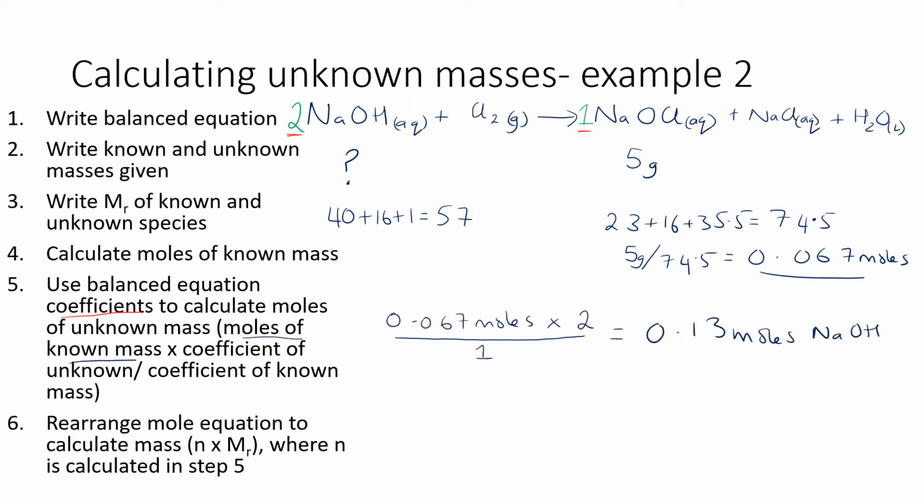So I get an answer of 0.13 moles of sodium hydroxide is needed. And again, for those of you who are good with ratios, you will see that there is a 2-to-1 ratio between my sodium hydroxide and my bleach. Therefore, if I have 1 mole of my bleach, I need to multiply that by 2 to get the number of moles of my sodium hydroxide, which is what I have.